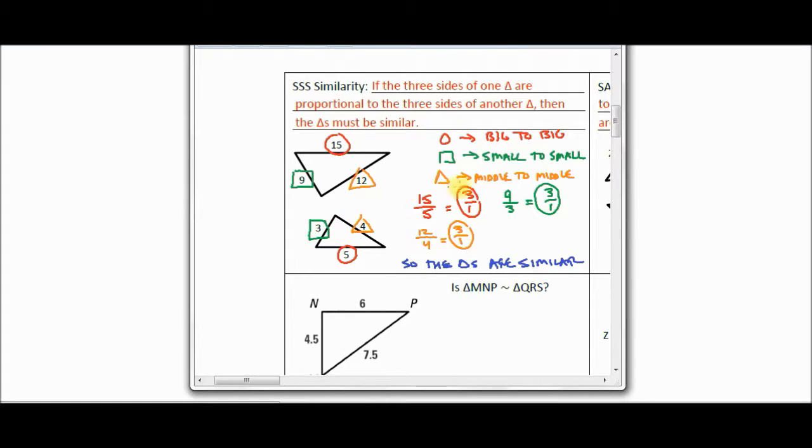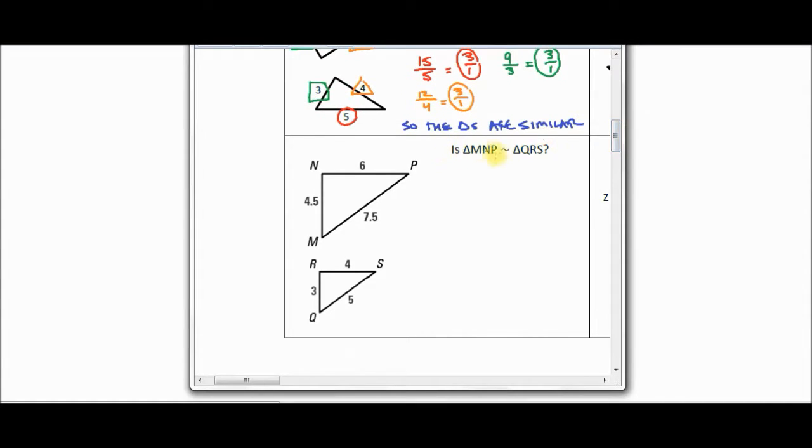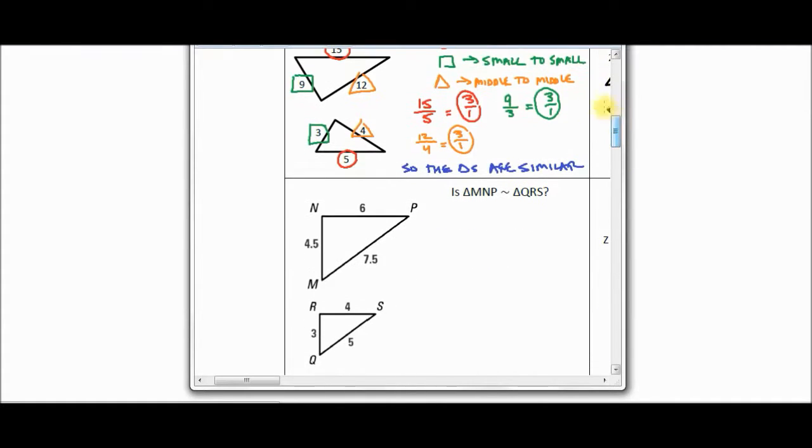So that's how you match up sides. Let's go ahead and do another example. In this case, I'm getting asked the question, is triangle MNP similar to triangle QRS? Now we have vertices labeled. All right, let's use our same rule. Try to use the same colors here. I use red, green, and orange, so red. Find the largest side of one triangle, circle it. Find the largest side of the other triangle, circle it. Let's assume that MNP is our image and QRS is our pre-image. So we're going to put the image value on top, so 7.5 over 5.